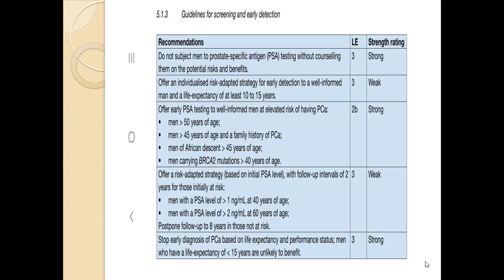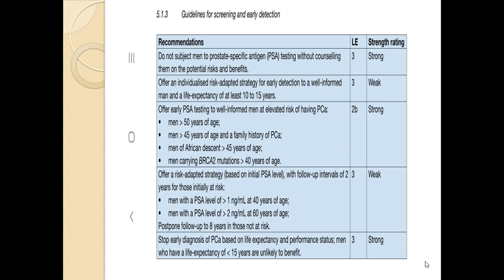And then offer early PSA testing to well-informed men at elevated risk of CA prostate: men aged more than 50 years, men aged 45 years with a family history of CA prostate, men of African descent, and men carrying BRCA2 mutations at the age of 40 years.